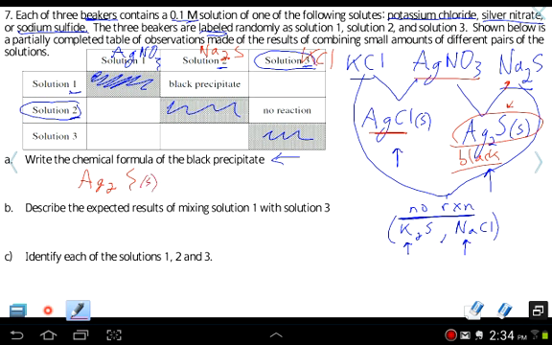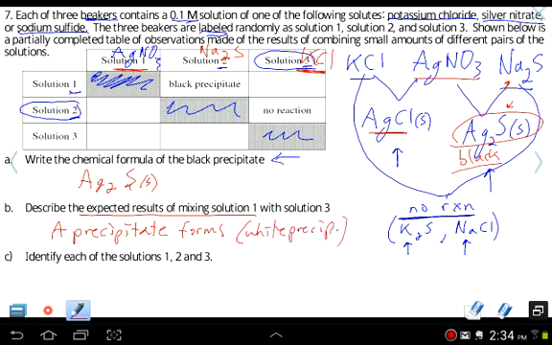And here it says describe the expected result of mixing solution 1 with solution 3. Well, solution 1 is silver nitrate, solution 3 is KCl. We should expect a precipitate to form. And you can say white precipitate if you want, but I would say just a precipitate would form. Don't give any extra information if you don't know it. So a precipitate forms is sufficient.